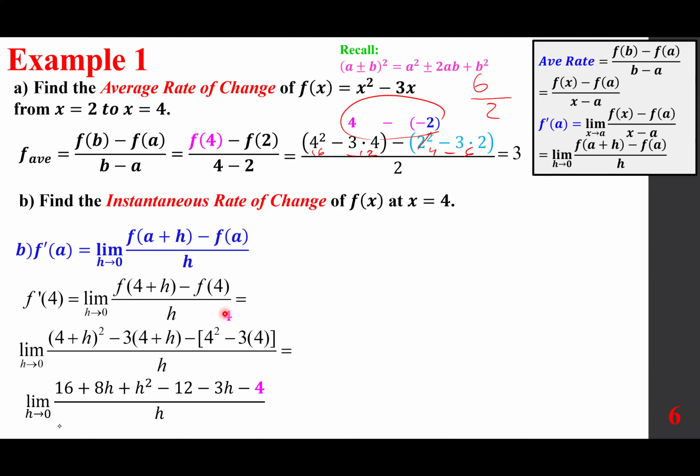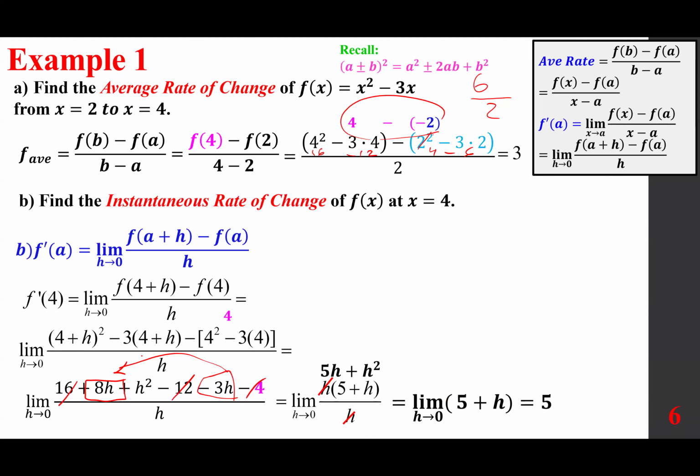Now notice 16, negative 12, negative 4, they add up to 0. Then we have h squared in the numerator as well as 8h and minus 3h, that add up to 5h. We factor the h out. We can drop the common factor of h from the top and the bottom. So the limit of 5 plus h as h approaches 0 equals 5.